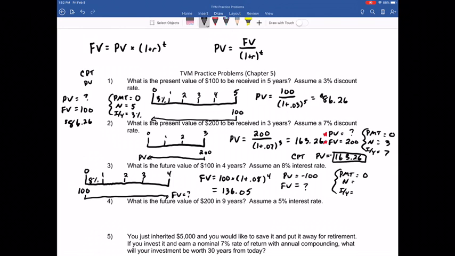We still don't have a payment. My N represents 4 as it's a 4-year investment, and the interest rate per year is 8%. You'll find out that you get the same future value of 136.05.